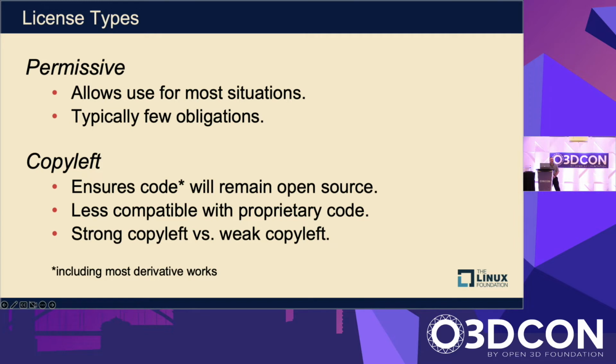Licenses are broken down into two main categories, permissive licenses and copyleft licenses. Permissive licenses generally allow you to use the code in most situations, and there are typically very few obligations. Copyleft licenses, the reason it's called copyleft is because it carries over certain attributes of the license to the code that is not the original open source, but the code that you're mixing it with.